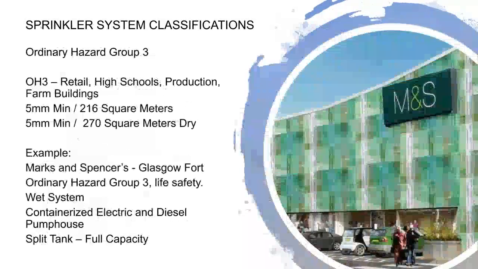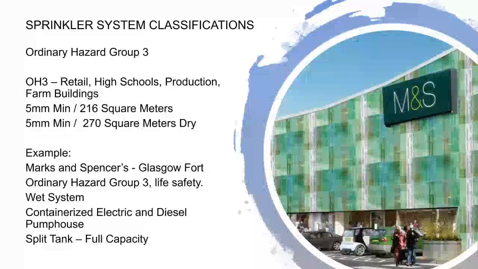Then we move into Ordinary Hazard Group 3. You're then looking at retail, high schools, production farm buildings, etc. And that increases the area of operation from 144 to 216 square metres for a wet system, and then 25% bigger than that, dry system at 270. The example I've got here is the Marks and Spencers at Glasgow Fort. Ordinary Hazard Group 3, that was life safety.